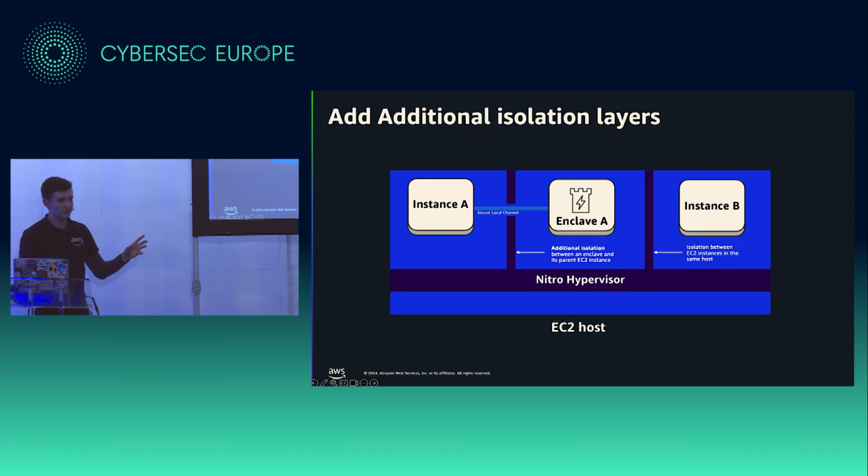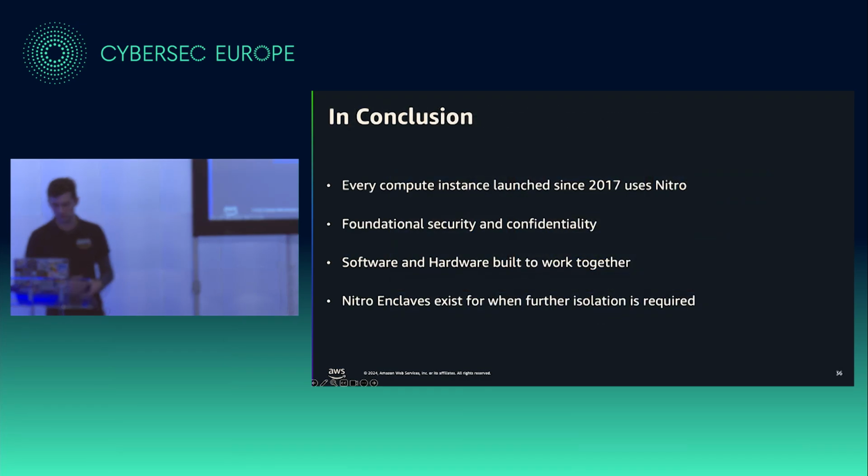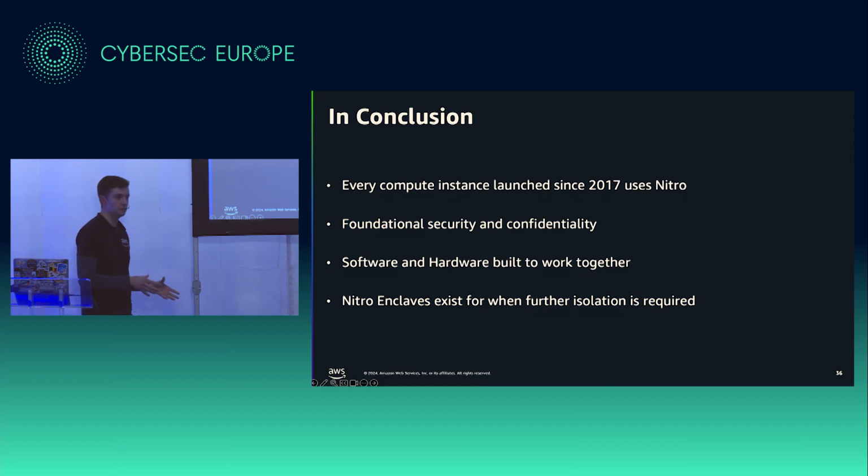It is a little bit more complicated to set up. So the standard Nitro way of doing things may be sufficient for your needs, but if you need a little bit more, Nitro enclaves do exist. Just to conclude, as I say, every instance since 2017 has used the Nitro infrastructure. So you already are using it. It's the foundational pillar for security and confidentiality within AWS. We treat it very seriously.